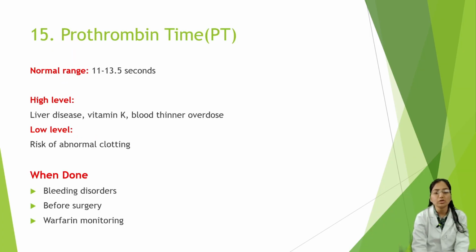Okay, next we'll see the prothrombin time, PT. Normal range is 11 to 13.5 seconds. If this level is increased, it means liver disease, vitamin K deficiency, and blood thinner overdose. If it is low, risk of abnormal clotting we can see. This test is done in the case of bleeding disorders, before surgery, and warfarin monitoring.